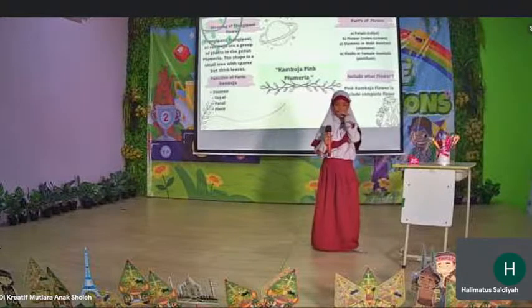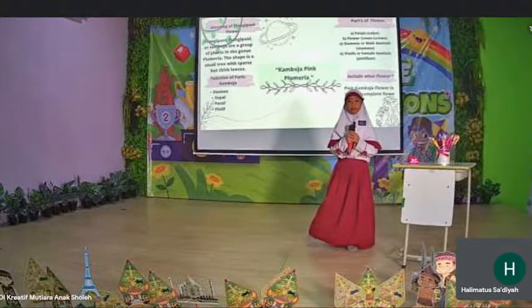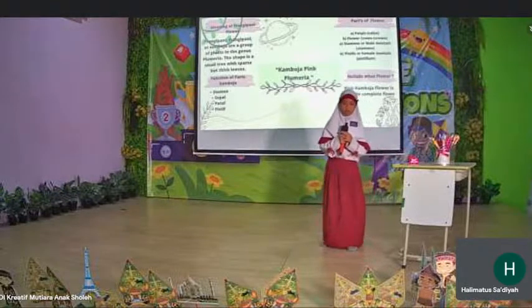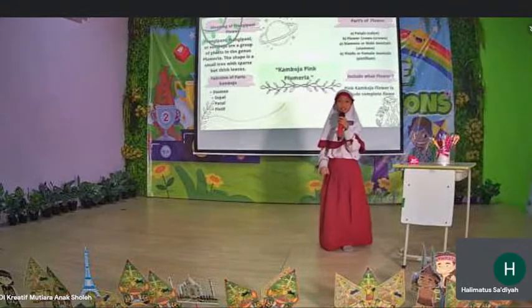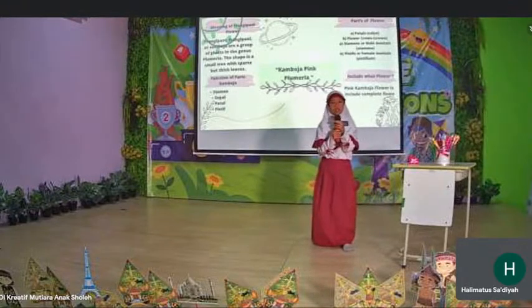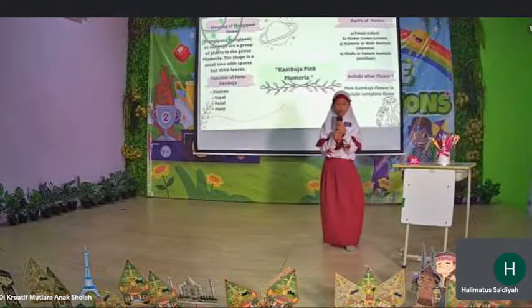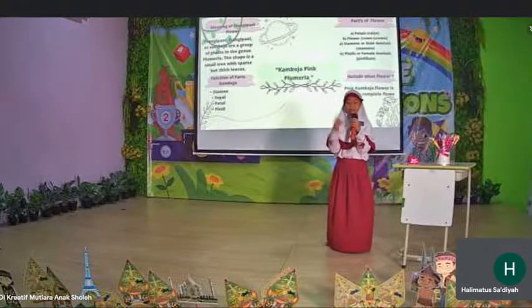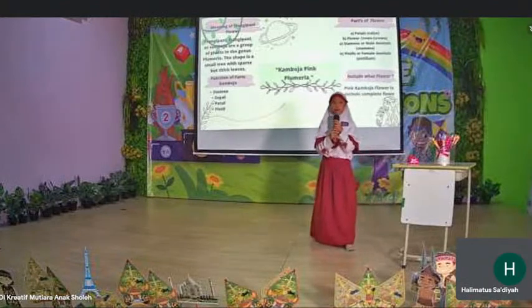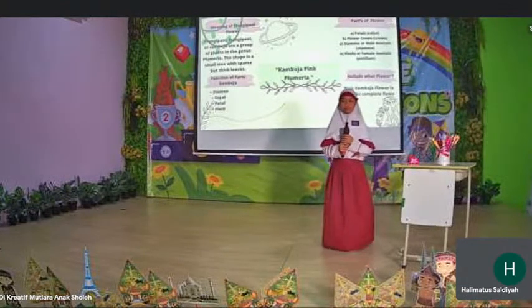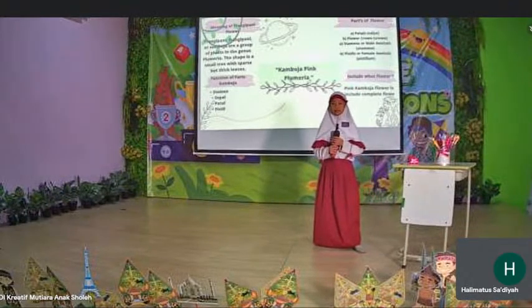Ustazah's question is, what do you think, Kak Sherita, if flowers never existed in this world? Thank you, Ustazah, for the question, and here is my answer. If flowers did not exist in the world, the bees or butterflies and others would die, and there would be no part of flower. Yes, so the flower is very important for our ecosystem, right, Kak Sherita?